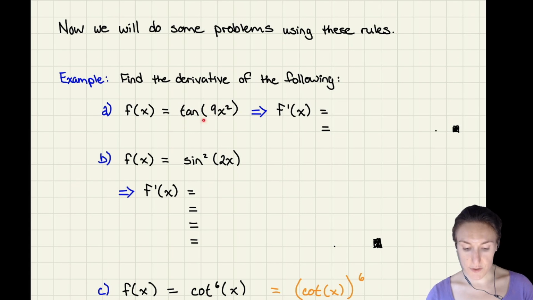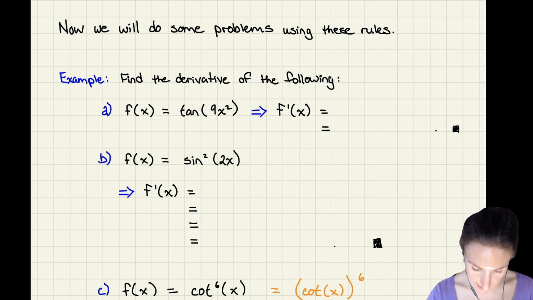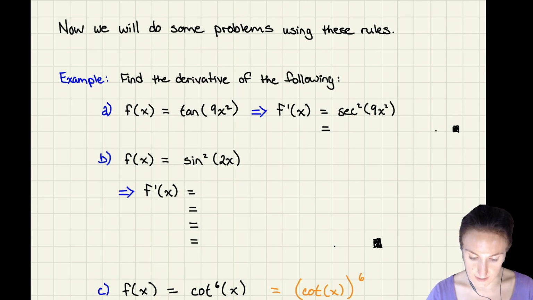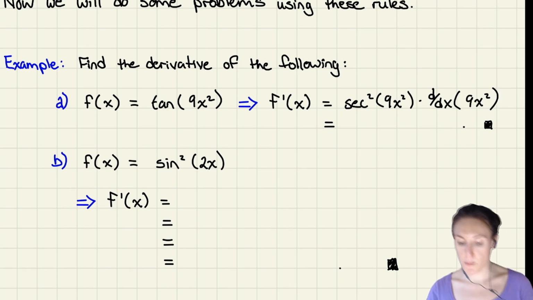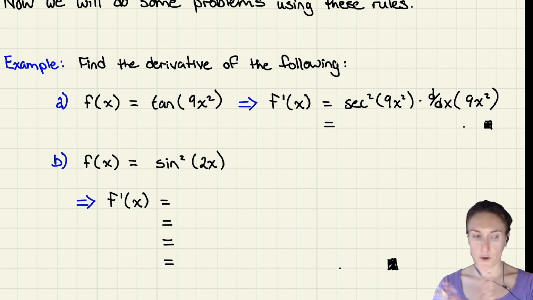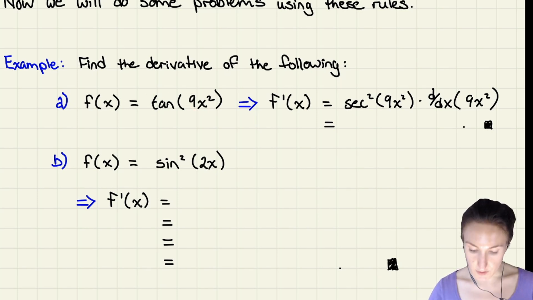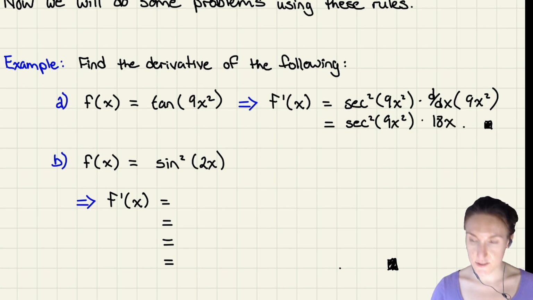Okay, so let's start off with this one. So let's say tan of 9x squared. So we know that the derivative of tan is going to be secant squared. So secant squared of the inside. But because that's not just an x, I can't times it by 1. I have to do the chain rule where I then take the derivative of the inside. And remember, for chain rule, start from the outside, work your way in. The outside part is tan, the inside part is the 9x squared. So I'm left with secant squared of 9x squared, and then this is times 18x.